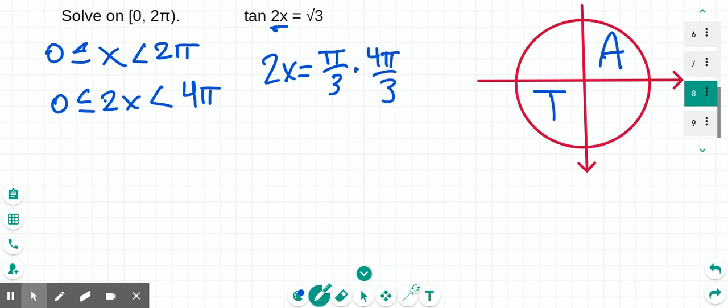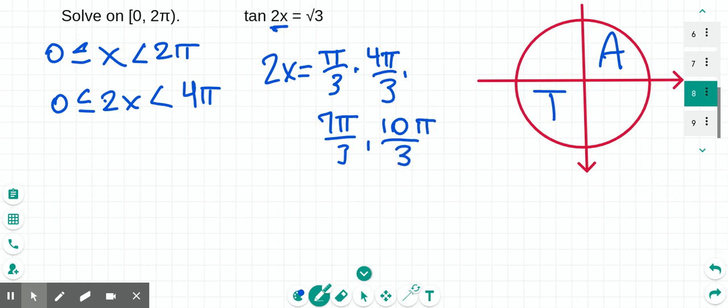But because 2x has to be between 0 and 4 pi, we got to keep going. So I would want to be back in quadrant 1 again, so I would add 2 pi to this. So pi over 3 plus 2 pi, which is 6 pi over 3, would give me 7 pi over 3. And 4 pi over 3, if I added 6 pi over 3, we would get 10 pi over 3. Okay, so we've solved so far.